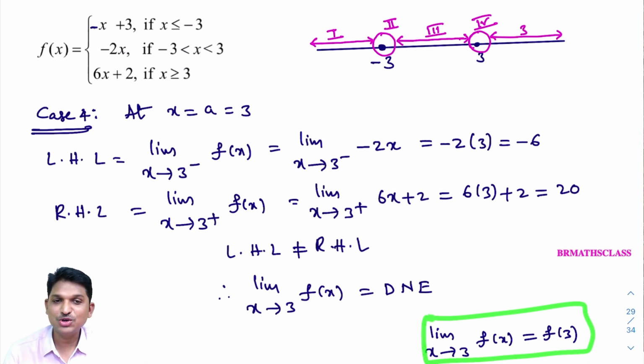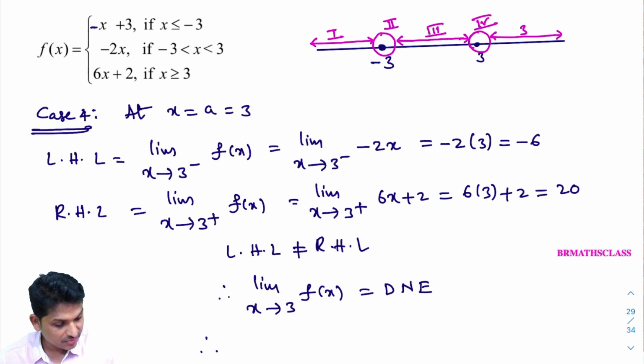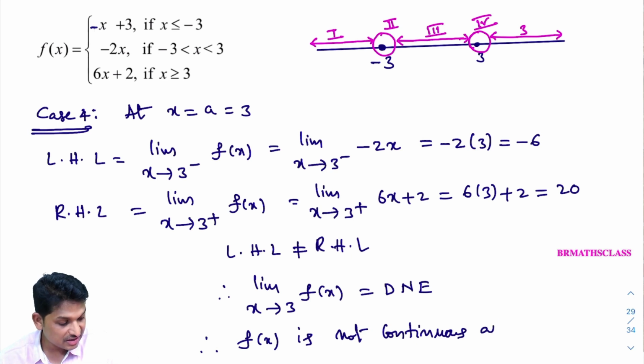What are they asking in the question? Find the points of discontinuity. We got the point of discontinuity. So, therefore, f of x is not continuous, or discontinuous, both are the same. f of x is not continuous at x equal to 3. They are asking for the point of discontinuity, and now we got it.